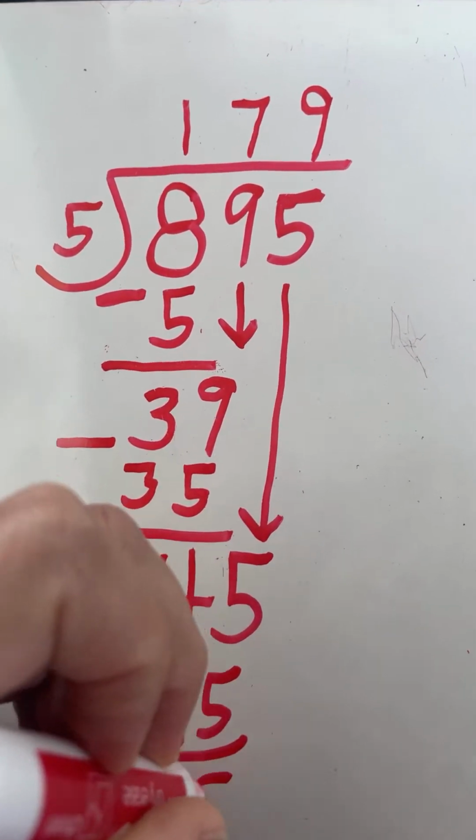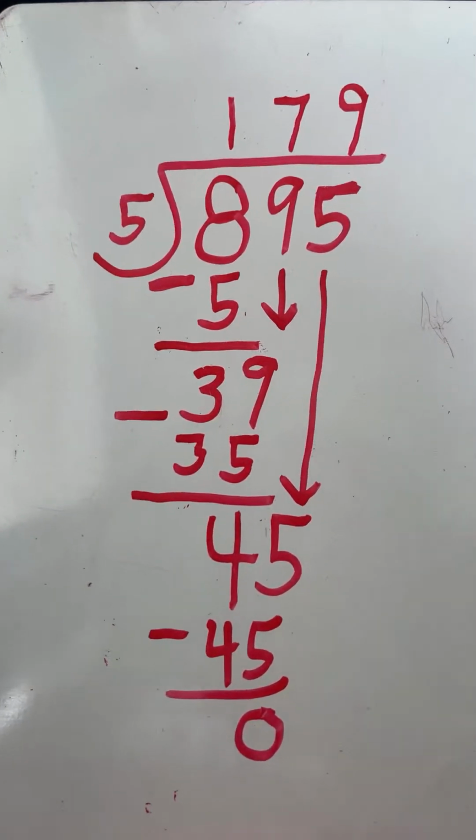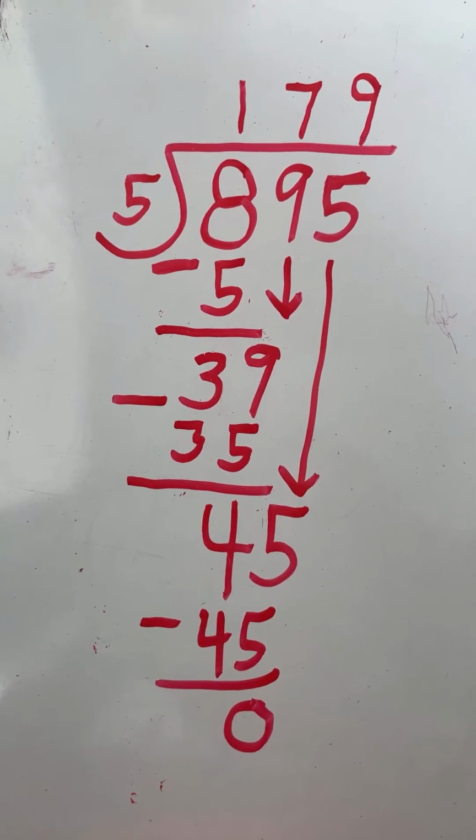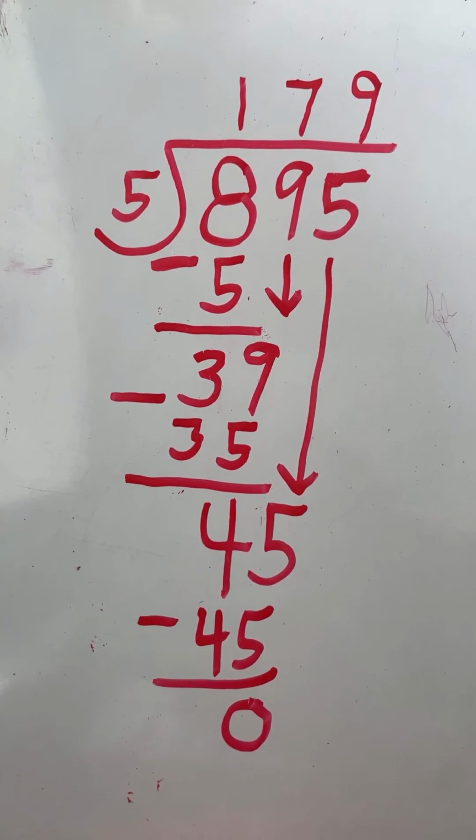As you can see, there is no remainder here, and we have our final answer. 895 divided by 5 equals 179.